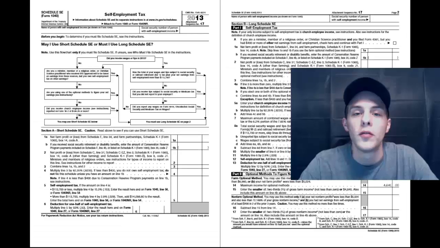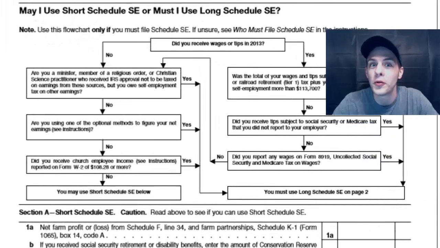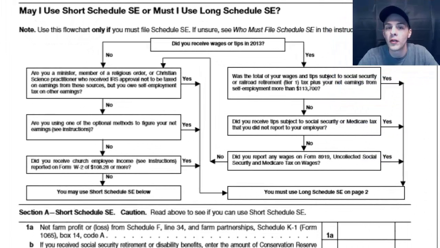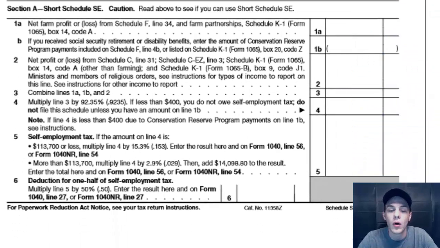So the last form that needs to be filed with your taxes on your YouTube earnings is the Schedule SE form. And just like with the Schedule C EZ, on this Schedule SE form, there is a flow chart at the very top of the page, so you basically just answer the questions and follow the flow chart. And what that flow chart is trying to determine is whether you can fill out the short version or the long version of the Schedule SE. The short version is located right here on page 1, and the long version is located on the second page of the Schedule SE. In my particular situation, I was able to fill out the short version, which is located at the bottom.